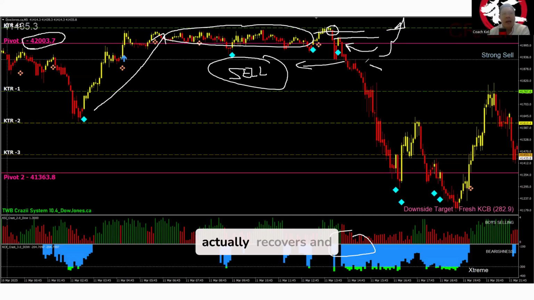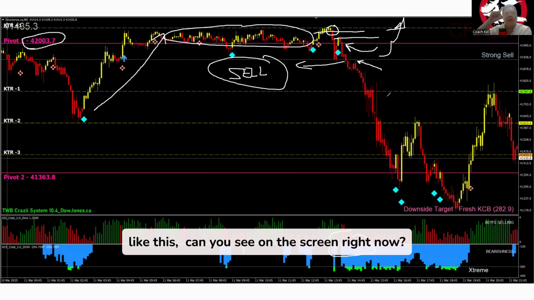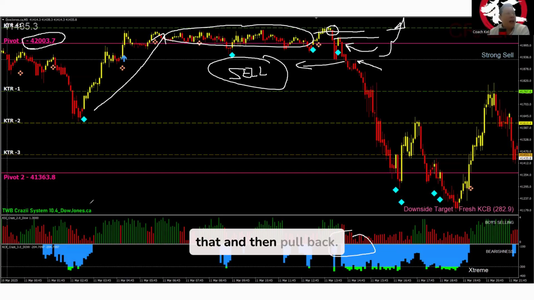And when the market actually recovers and purposely touches the OP like this, can you see on the screen right now? Purposely touches that and then pulls back. Oh my goodness, that was really a very easy trade. So that was where I basically shorted even more here and then bought back some over here and bought back some over here. Now the Dow is crazy.